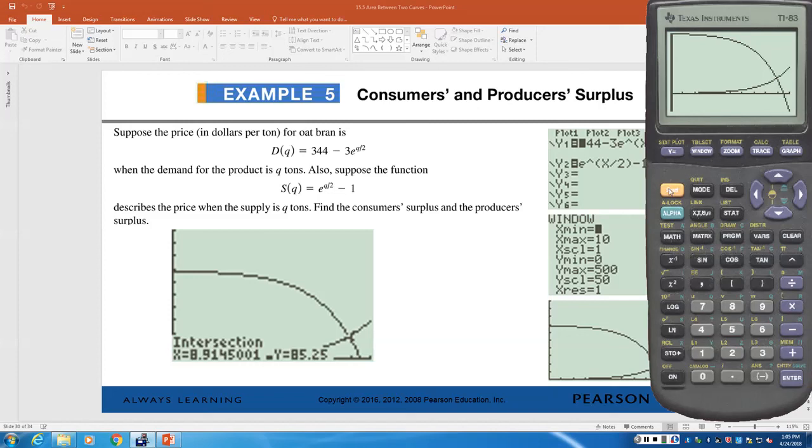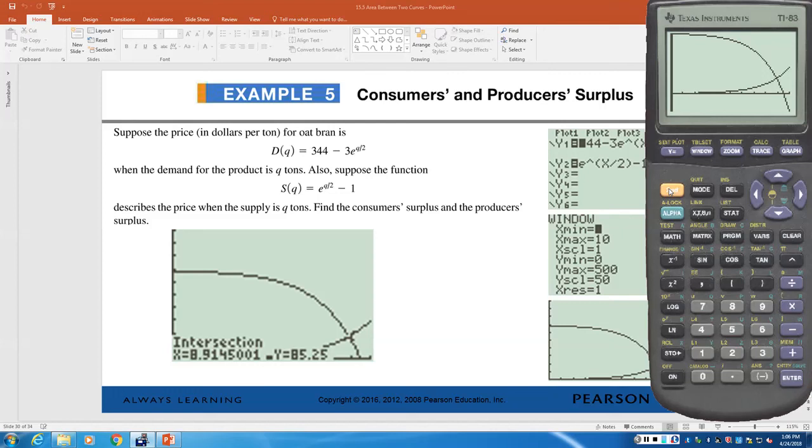Mine is going the opposite way of yours. I don't really know why. What have I done? That's okay. You were leaving your window on 0 to 10. You want to do zoom 0. Okay? That's all right.